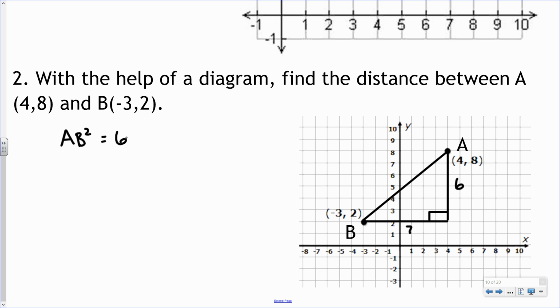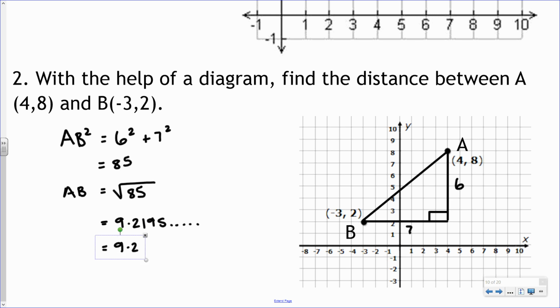So I'm going to square and add those two shorter sides. Gives me 85 in total. And then I want to square root those to give me the length of the side AB. Again, I get a decimal number, keep my unrounded answer, and then round the final answer to one decimal place to give 9.2 units.